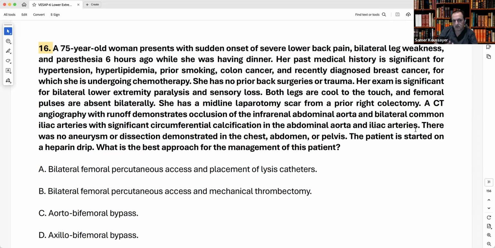So if you put her on lysis, you have to wait for 24 to 48 hours, which we don't have in this case. But somebody tells you, okay, well, let's do mechanical thrombectomy. Mechanical thrombectomy works right away. So this is a good option. But what's the problem? You're dealing with aortic occlusion. Aortic occlusion is very difficult for mechanical thrombectomy to clean up.